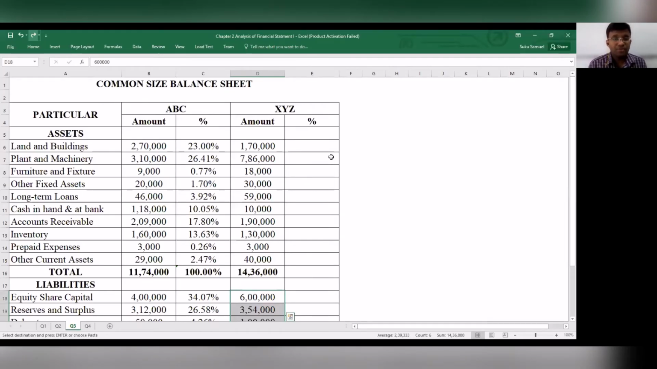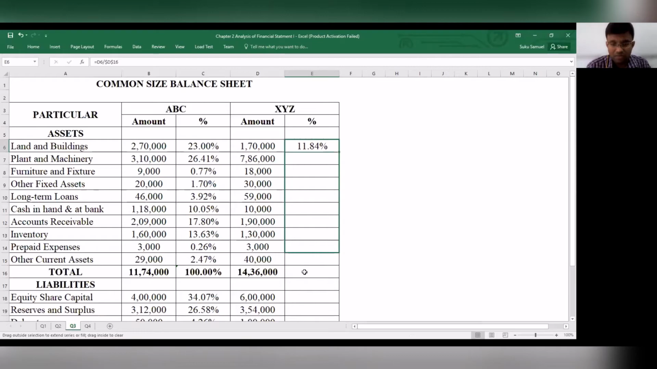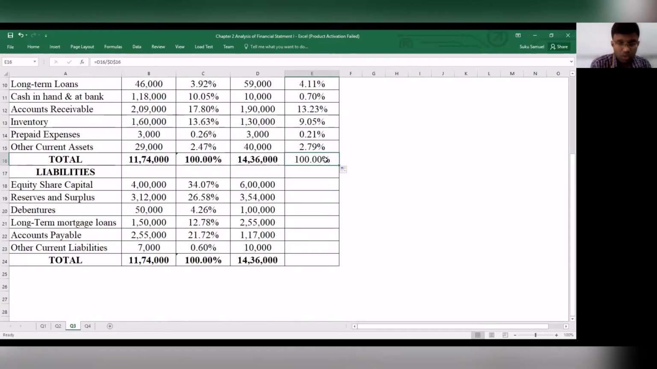Now that I've got the values of company XYZ in place, let me go about the calculation of the percentages. Please remember how we go about the computation: we calculate each of these items divided by the total asset or total liability, and then multiply by 100. The reason we multiply by 100 is because we want to calculate the percentage. So when we calculate similarly, you will get your total to be 100%.